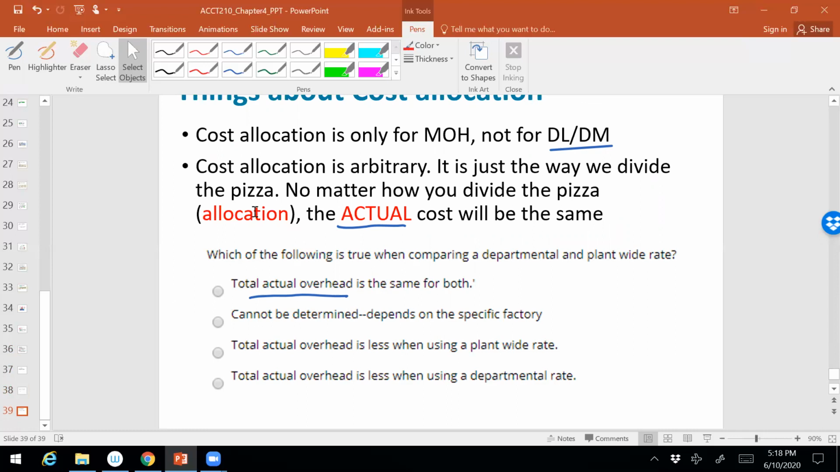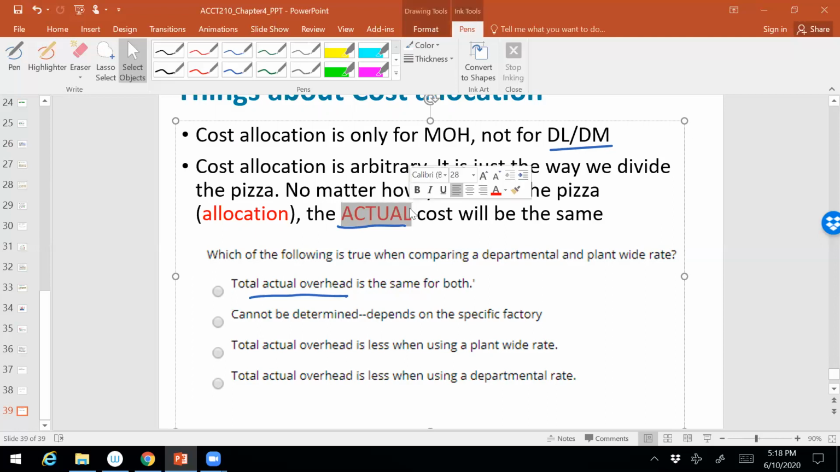I said no matter whether we use plant-wide or the departmental rate, the actual cost is always the same. Remember we said no matter how you split the pizza, it is always there, right? So your actual cost is always the same. It's just which product will be allocated with more or less manufacturing overhead cost. But the actual manufacturing overhead cost is always the same.